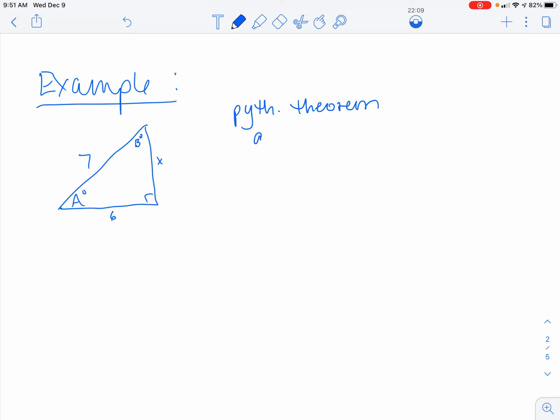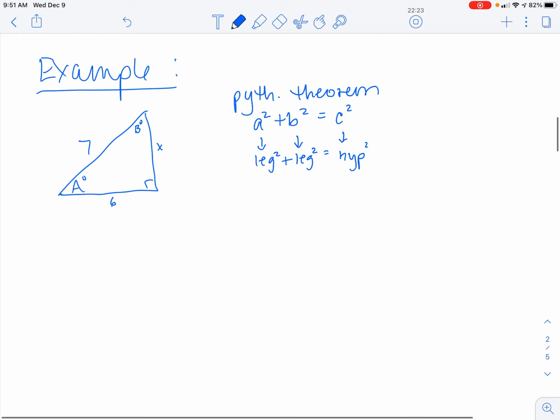And remember what that is? That is simply a squared plus b squared equals c squared, where each one of these is a leg, and the c is the hypotenuse. So let's fill in our parts here. We'll take the first leg, and we'll use it as x squared plus 6 squared equals the hypotenuse squared, which is 7 squared.